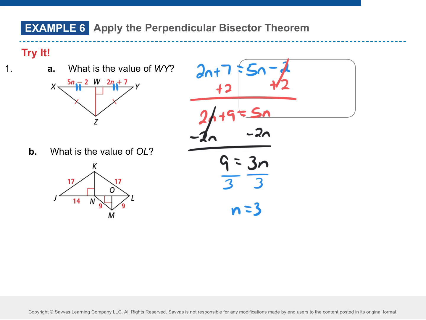No. What do we have to do to find WY? To find the length here. You have to put 3 in. Yep, we're going to plug 3 in for n here. So if I take 2 times 3, what's that? 6. Yep, what's 6 plus 7? 13.